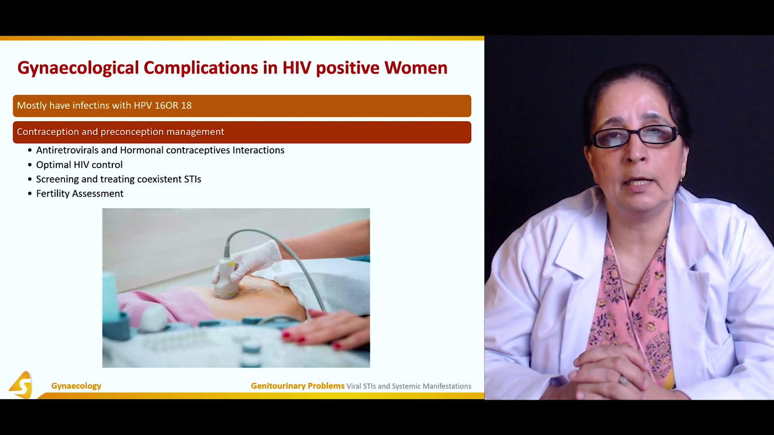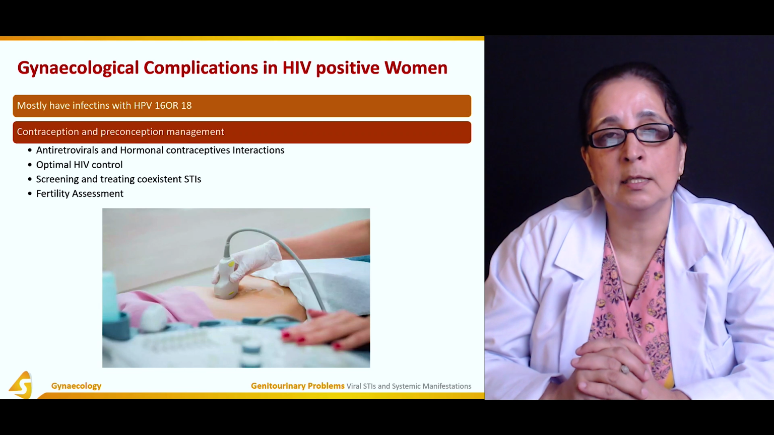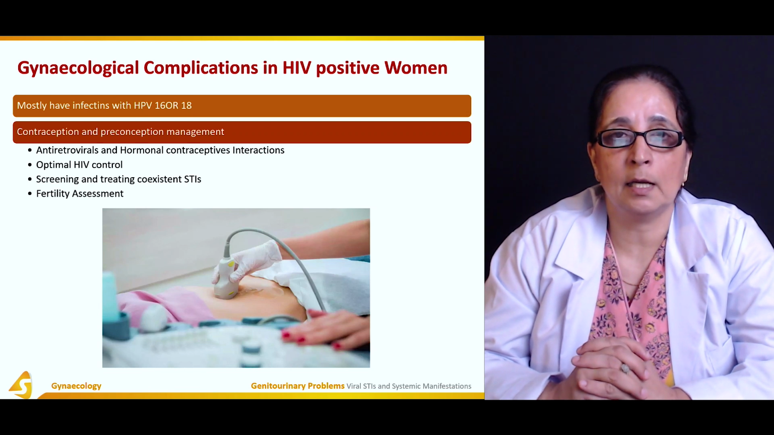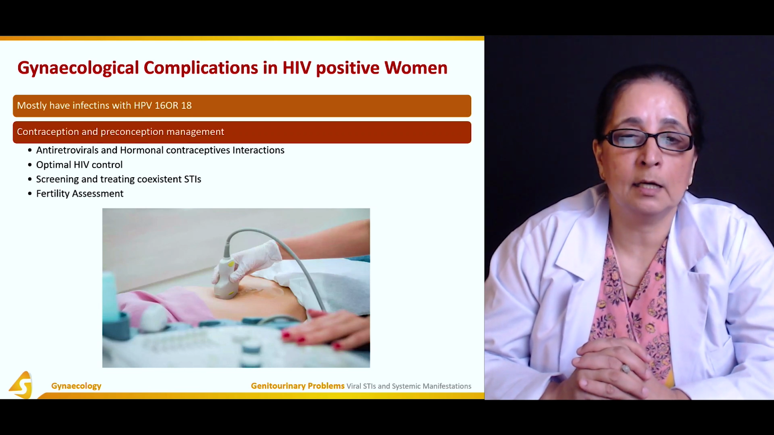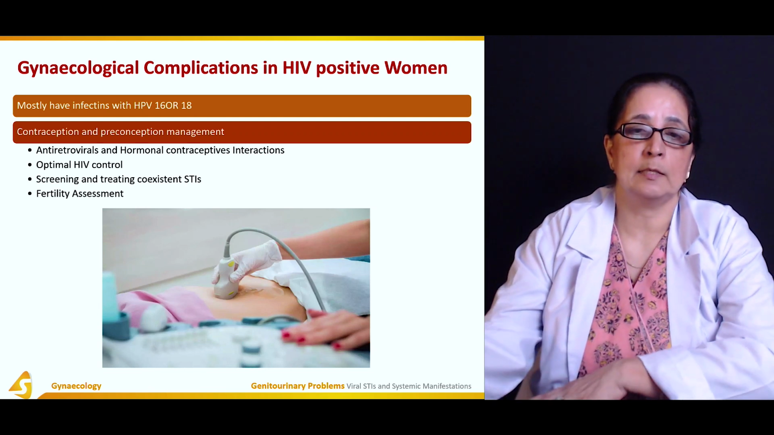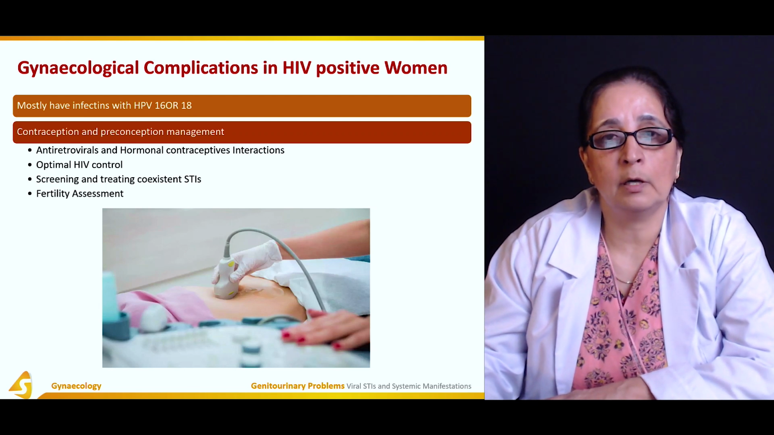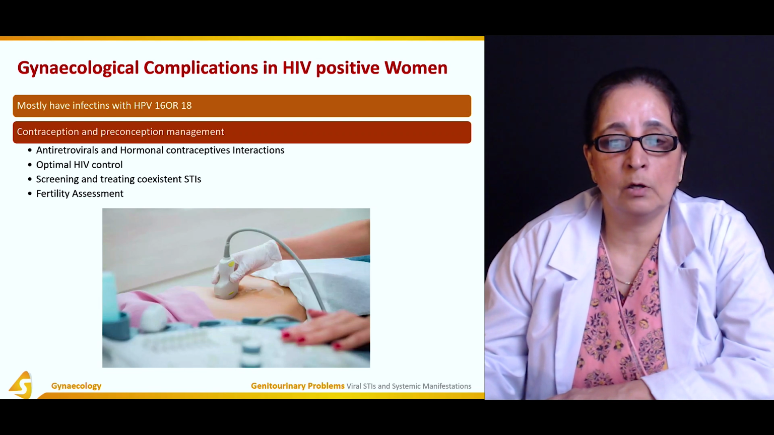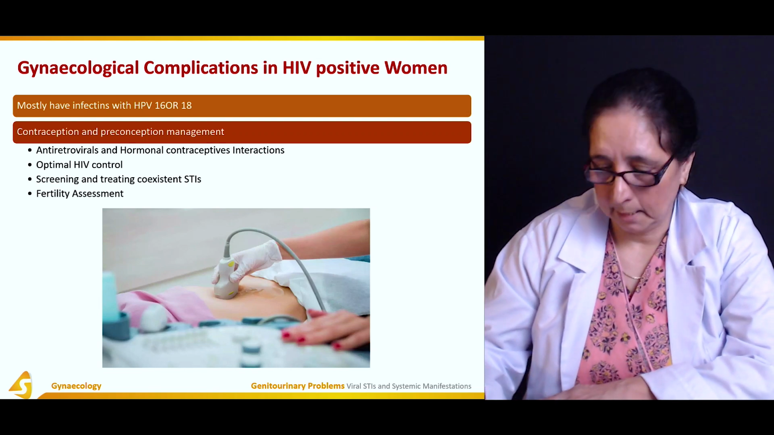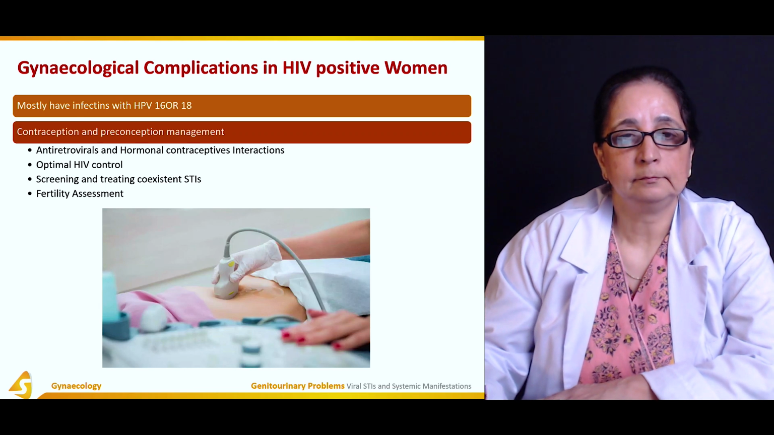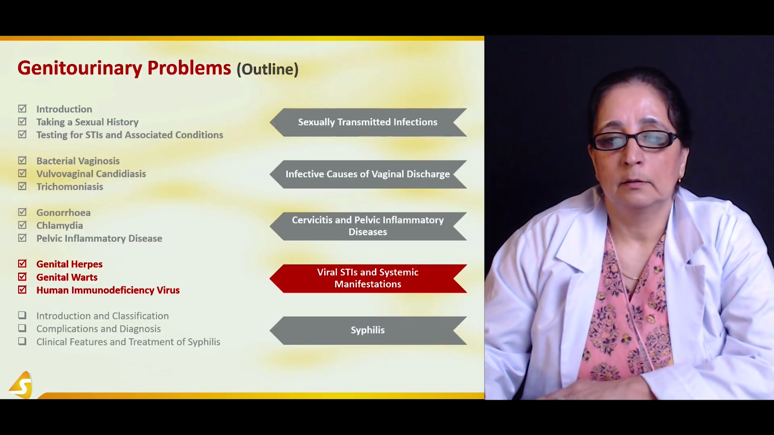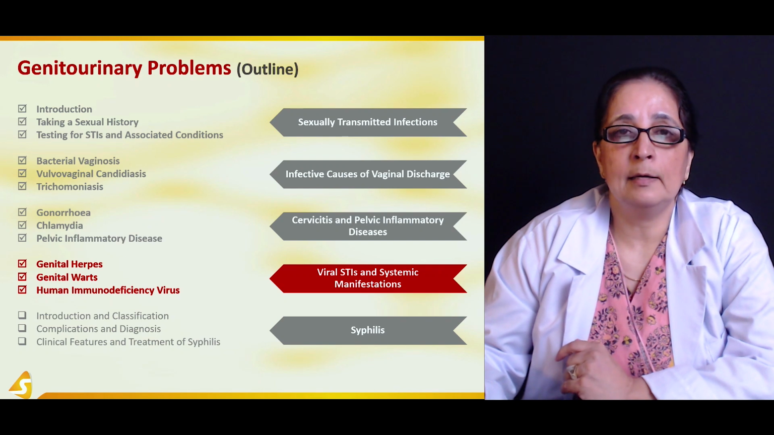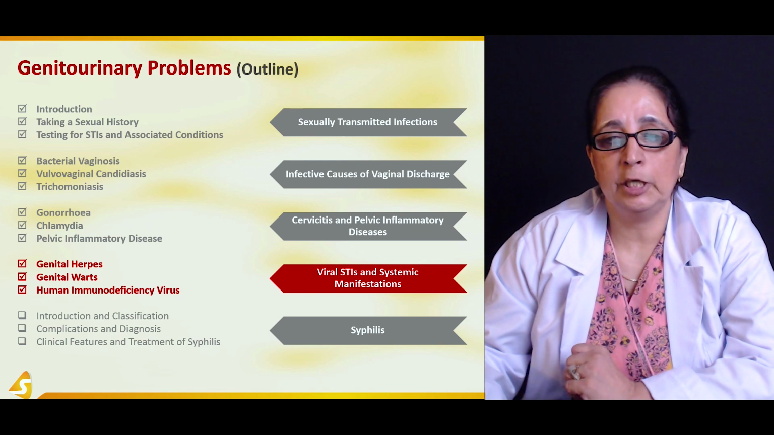Screening and treating any coexisting STIs. If there are any STIs like gonorrhea, chlamydia, they should be tested and treated. And fertility assessment is also very important, whether the person or female can become pregnant or not, what the fertility condition of the patient is. So that was all about the viral STIs, which were herpes, warts, and HIV.